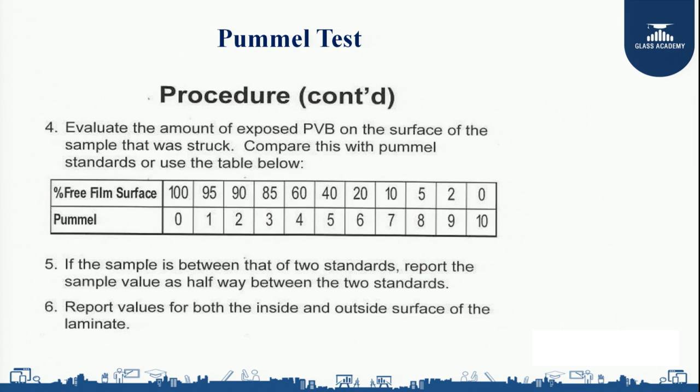For example, if there is 100% free film surface, that is, I am able to see 100% of the PVB, it is graded as 0 pummel. When I am able to see 95% of the PVB, it is graded as pummel 1. If the percentage of film surface is 90, it is graded as pummel 2. If I am not able to see the PVB, it is graded as the highest pummel. If the sample is between two of the standards, report the sample value as halfway between the two standards. For example, if my pummel is matching between 5 and 6, it should be considered as 5.5. Report the values for both the inside and outside surface of the laminate.